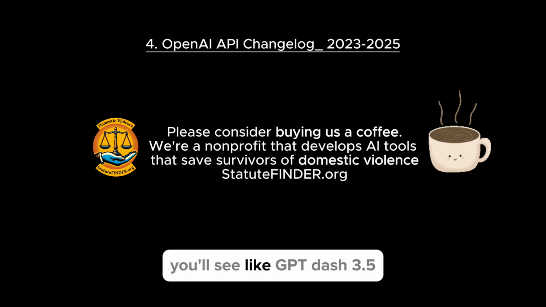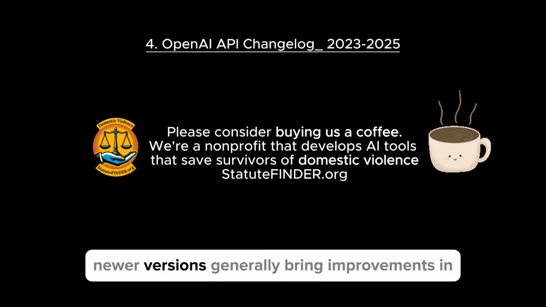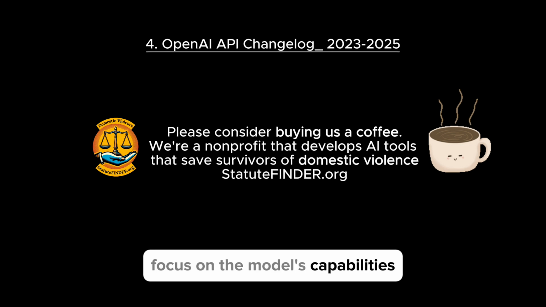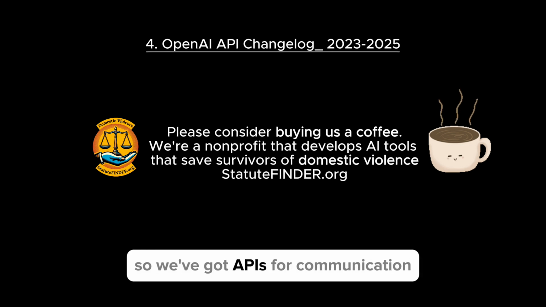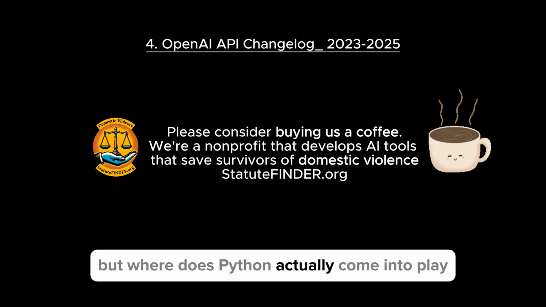Now, don't get bogged down by the model version numbers you'll see, like GPT-3.5 Turbo 0125. Just remember that newer versions generally bring improvements and new features. Got it. Focus on the model's capabilities and don't sweat the specific version numbers too much. So we've got APIs for communication and models as the brains of the operation. But where does Python actually come into play?